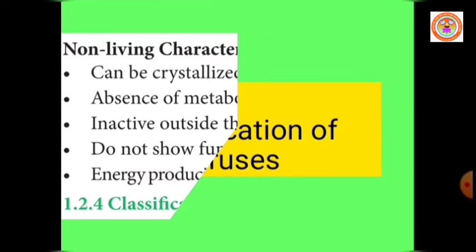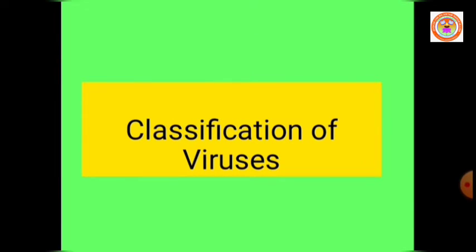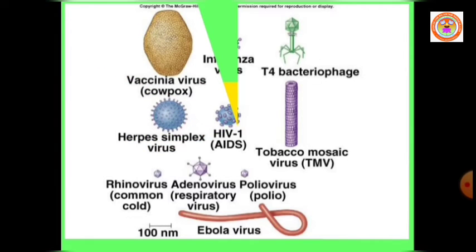classification of viruses. How will you classify viruses? Viruses are classified into different types. First, based on the genetic material. Second, based on the symmetry. Third, based on the nature of infecting the host, which host they live in or infect. And based on the size.